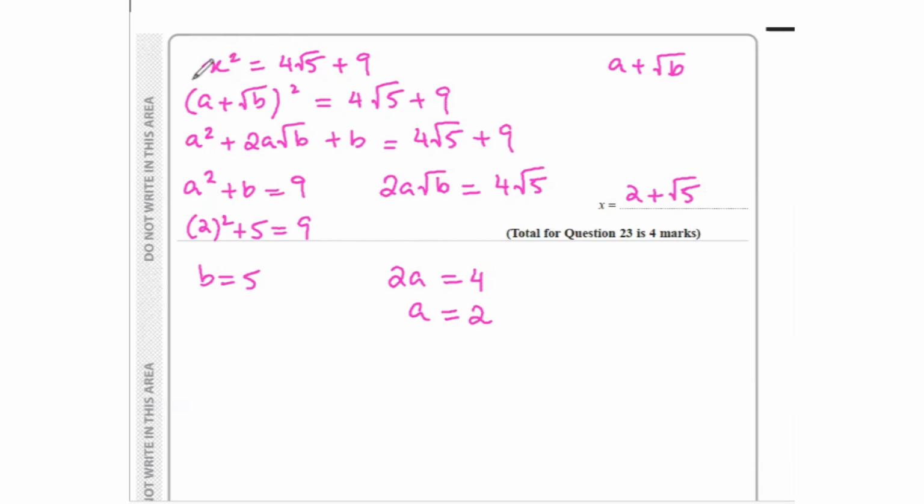They said that x needs to be of the form a plus root b. So rewrite x as a plus root b, square that, expand the bracket, compare the like terms on each side. a squared and b are the constants, 9 is the constant, so we put that together. And then 2a root b and 4 root 5 are the surds, so we put that together. And from that, we figure out what a and b are. So that gives us the value of x.